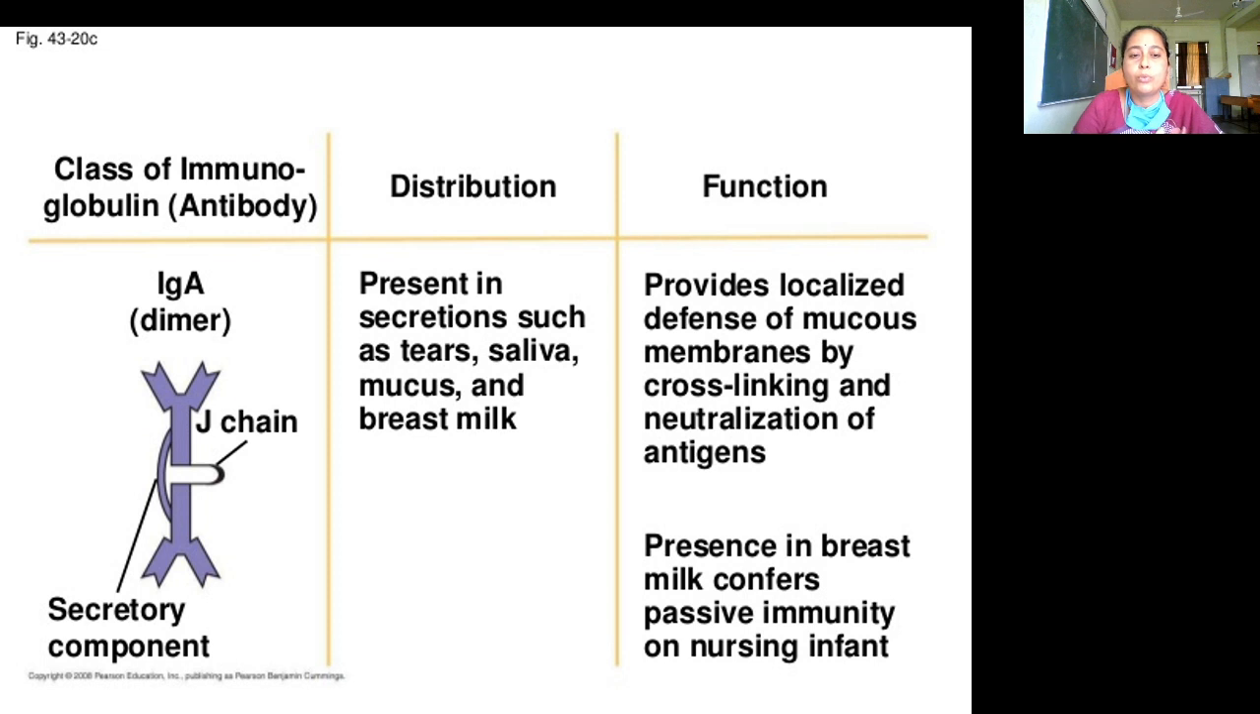Class of immunoglobulin IgA. This is the structure of the IgA antibody, present in secretions such as tears, saliva, mucus and breast milk. Function is provides localized defense of mucous membranes by cross-linking and neutralization of antigens. Presence in breast milk confers passive immunity on nursing infant.